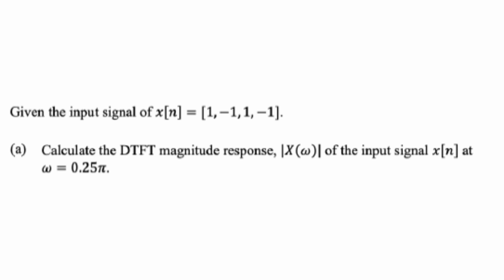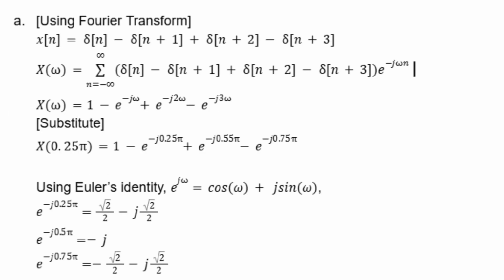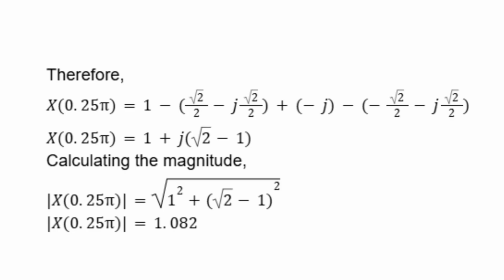Now, I'll explain questions A to E of our FFT examples. For question A, we are asked to calculate the DTFT magnitude response of the input signal, which is x[n] equals 1, -1, 1, -1. First, we express the signal using delta functions and substitute it into the DTFT equation. Replace omega with 0.25 pi and evaluate each exponential term using Euler's identity, where the complex exponential is written as cosine omega plus j sine omega. After simplifying the complex numbers, we obtain the frequency response and finally calculate its magnitude. The final answer is that the absolute value of X at frequency 0.25 pi equals 1.082.